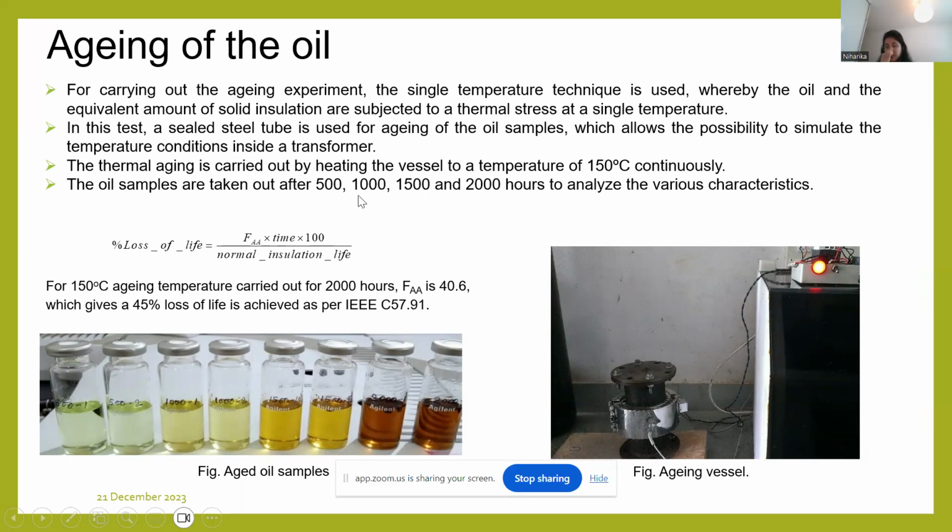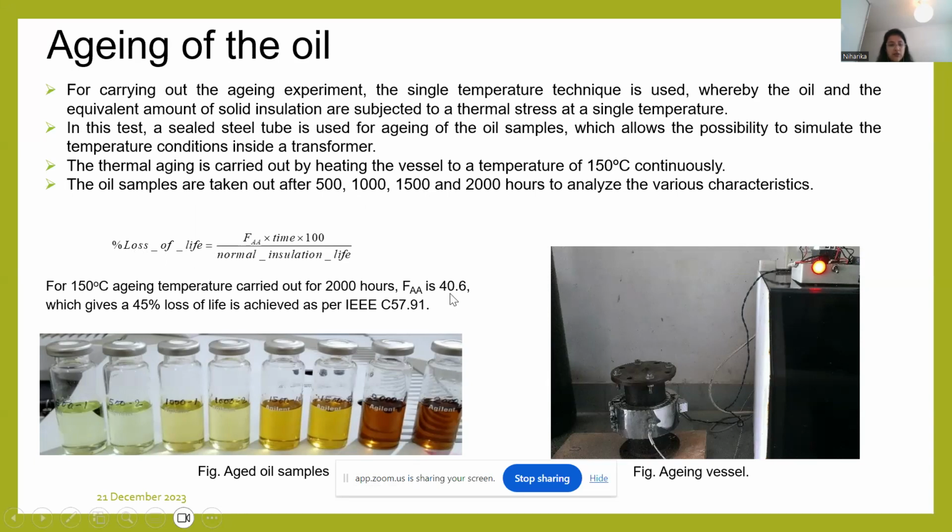A single temperature technique has been employed, where the oil and an equivalent amount of solid insulation were subjected to thermal stress at a single temperature. In this test, a sealed tube was used for aging the oil samples, and we heated the vessel to around 150 degrees Celsius. The oil samples were taken out at 500, 1,000, 1,500, and 2,000 hours to analyze various characteristics.